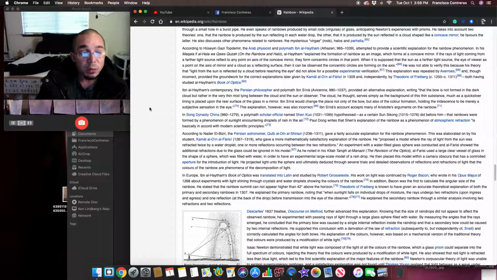He then placed this model within a camera obscura that has a controlled aperture for the introduction of light. He projected light onto the sphere and ultimately produced, through several trials and detailed observations of reflections and refractions of light, the conclusion that the colors of the rainbow are phenomena of the disposition of light.